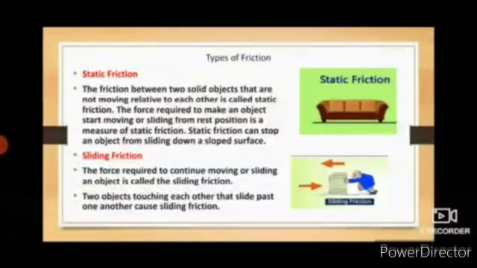The force required to make an object start moving or sliding from rest position is a measure of static friction. Static friction can stop an object from sliding down a sloped surface. Now coming to sliding friction. The force required to continue moving or sliding an object is called sliding friction. Two objects touching each other that slide past one another cause sliding friction.